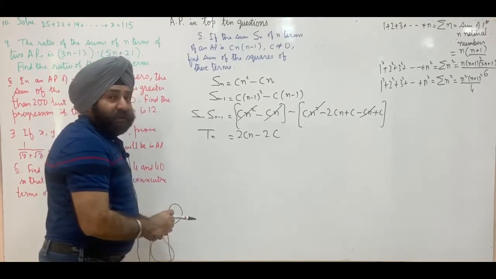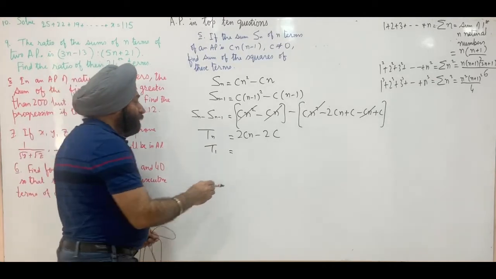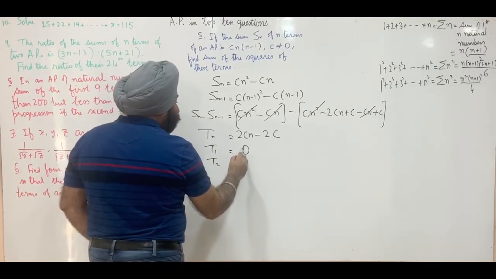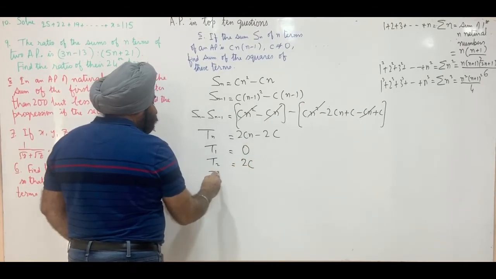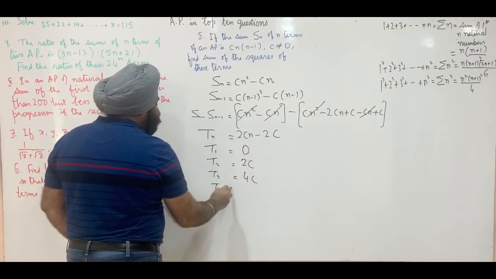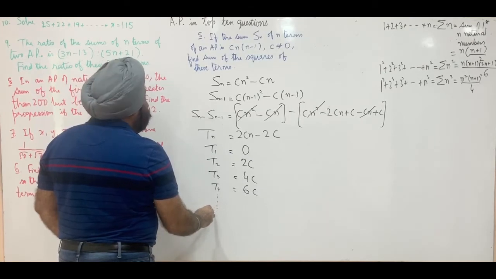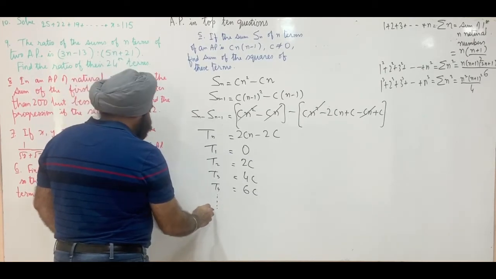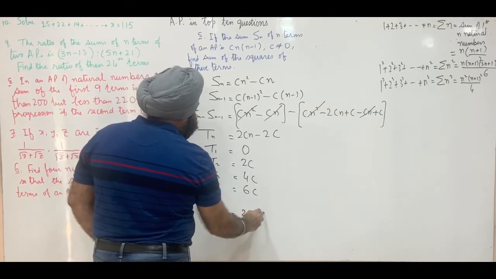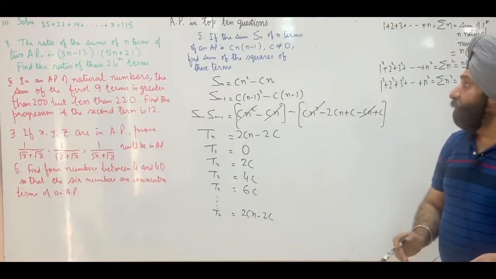So from nth term we can find out the first term by substituting n equal to 1, and this is 0. Substituting n equal to 2, this will be 4c minus 2c, that is 2c. Third term, this will be 6c minus 2c, 4c. Fourth term, this will be 6c, and so on. Then nth term is 2cn minus 2c.